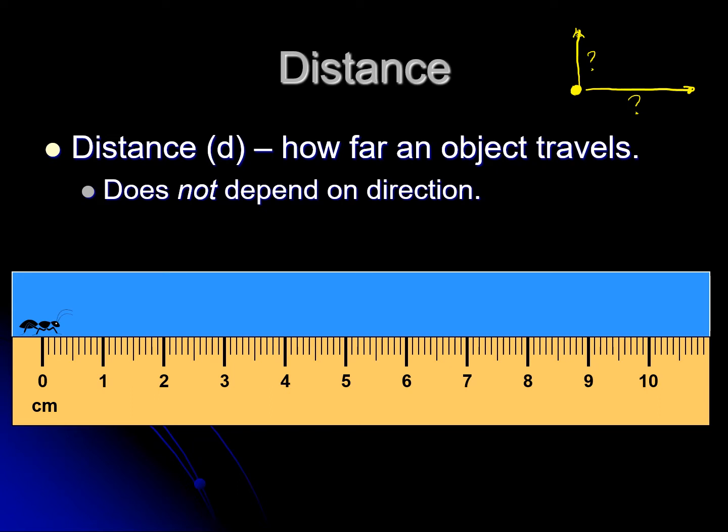Even if you move here, for example 3 meters, it is only 3 meters, no need to say 3 meters to the right. Or even if you move going up, shall we say this is 5 meters, it is only 5 meters, you don't say 5 meters up.